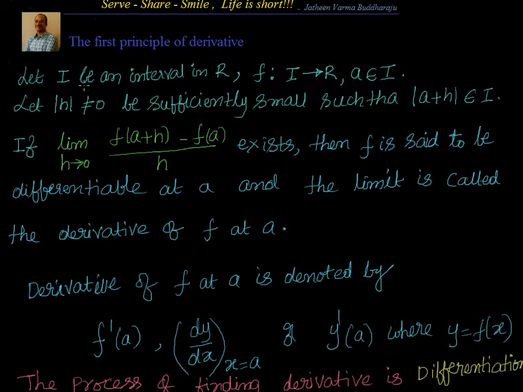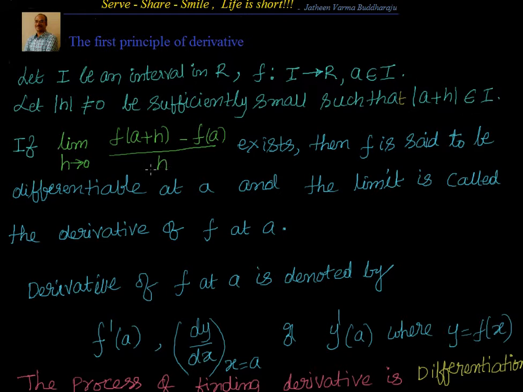We have I, which is an interval in R. There is a function f which is mapped from I to R. That means the domain is I and the range is R. a is a point, a value which belongs to I, and h, or mod of h, is not equal to 0, but it is very small such that a plus h also belongs to I.